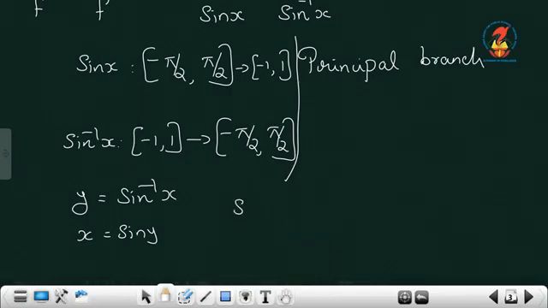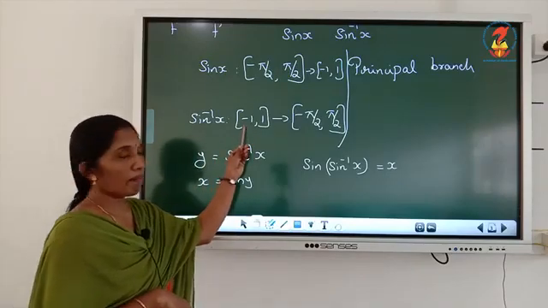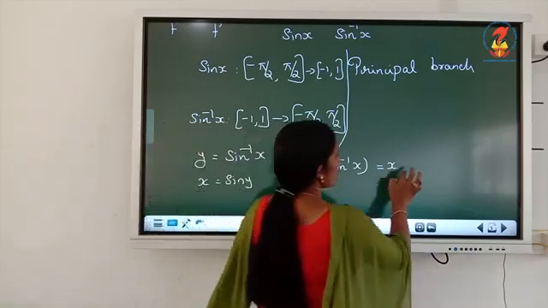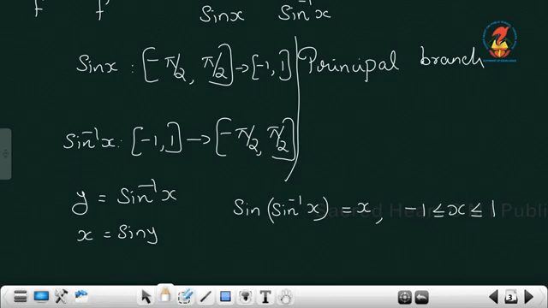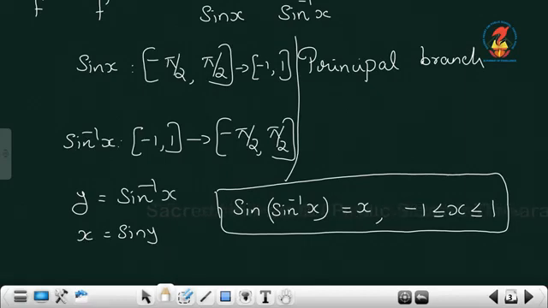Then sine of sine inverse x. Look here, sine of sine inverse x is equal to x. Then look here, sine inverse x, what is the domain? Minus 1 to 1. So x must be in that interval. Okay, so this you have to learn. Sine of sine inverse x is equal to x if minus 1 is less than or equal to x less than or equal to 1. Now the same way, sine inverse of sine x is equal to x.